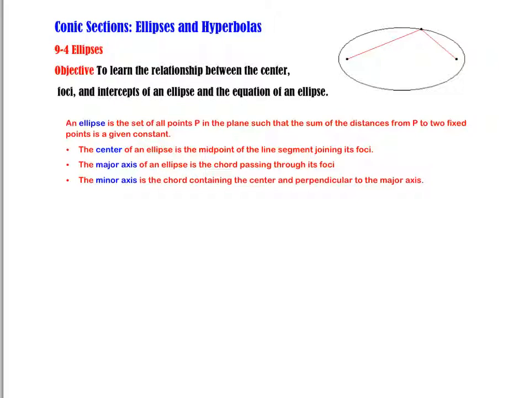So it says the center of an ellipse is the midpoint adjoining its 2 foci. Those are those fixed points. The major axis of an ellipse is the chord passing through its foci. The major axis is the long one. So see how this is like a short and fat ellipse in this case? The major axis would be the x-axis, meaning it's longer in the x direction. The minor axis is the chord containing the center and perpendicular to the major axis, meaning in this case, since it's short and fat, again, the y-axis is the shorter axis, so that's the minor axis.